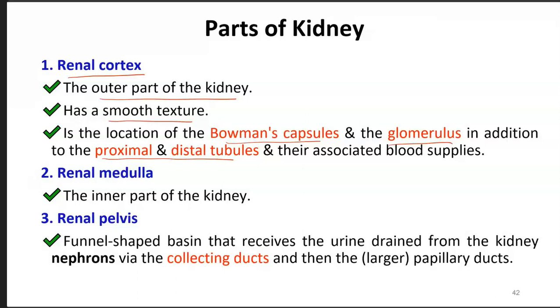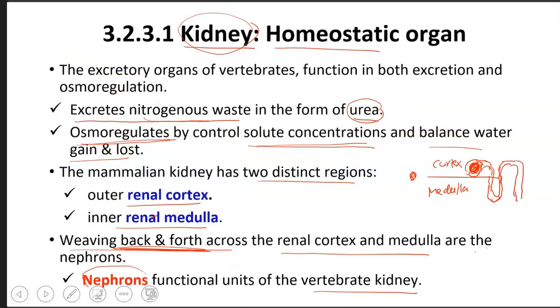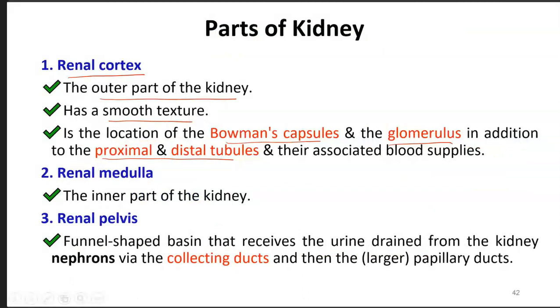So this is the part of the renal cortex. The location of the glomerulus is actually blood vessels. And then you have the Bowman capsule, which is the tubule part of the nephron, and then this is the proximal tubule, and this is the distal tubule. So in the cortex region you have those components of the nephron.